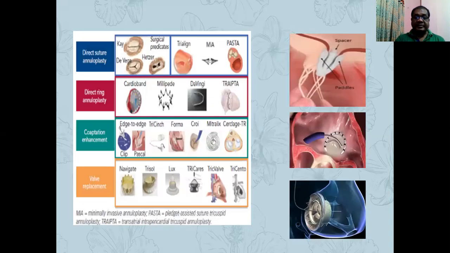These are the pictures of this. For example, this is just like the MitraClip system. There is a spacer and the paddles which can attach to the leaflet tissue and ultimately make it, to some extent, competent.